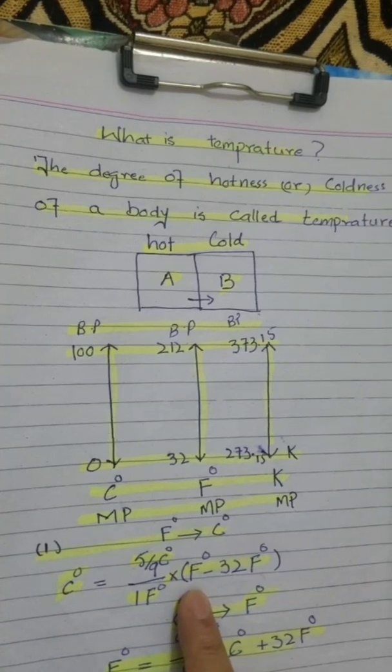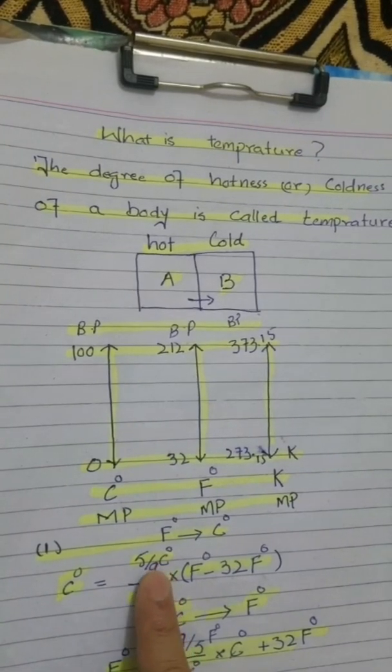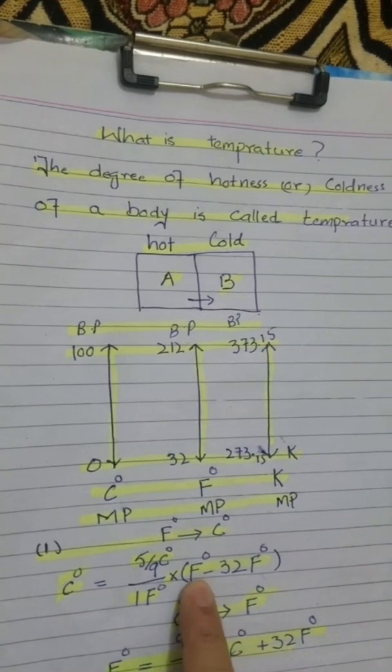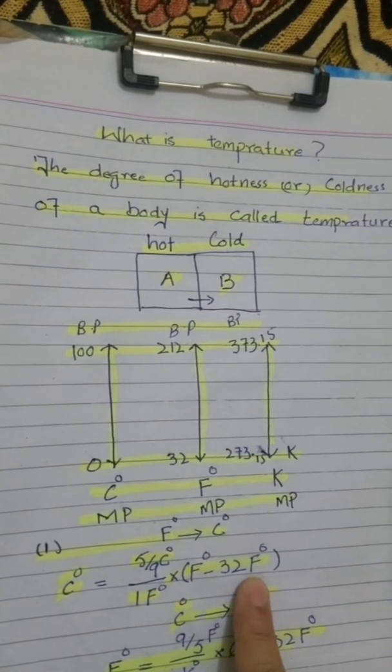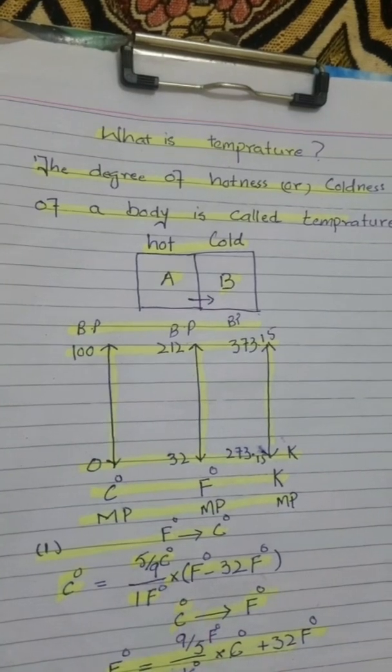Now I want to set up an equation where the two Fahrenheit units cancel each other. I know that 1 degree Fahrenheit is equal to 5/9 degree centigrade. So when we subtract 32 degrees Fahrenheit from the given value, and then cancel this Fahrenheit with this Fahrenheit, we are left with the centigrade. So this would be the temperature in centigrade.